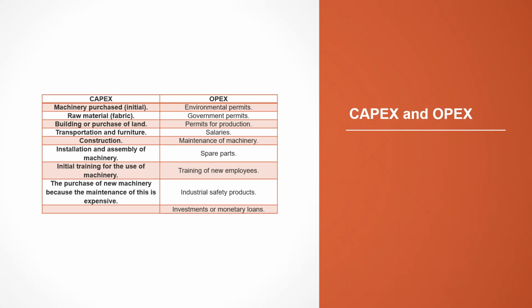Some of the OpEx will be the environmental permits and government permits, since those have to take an annual renewal, and we can see some of the other CapEx and OpEx that our project has. Obviously, we're going to need some spare parts that our machinery needs for its maintenance. Next slide, please.